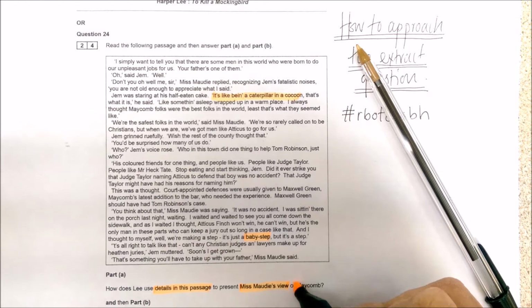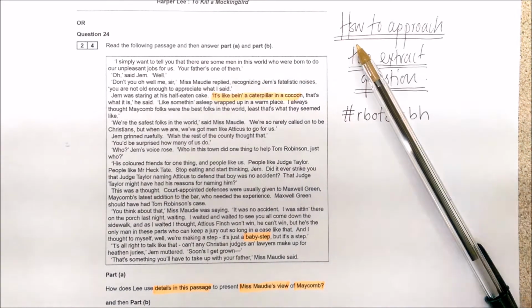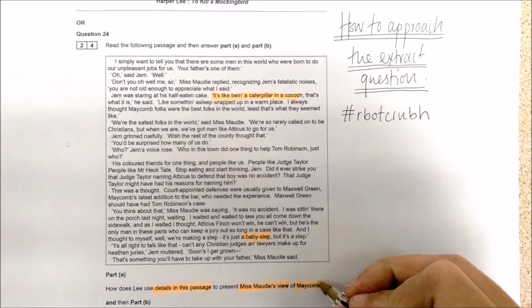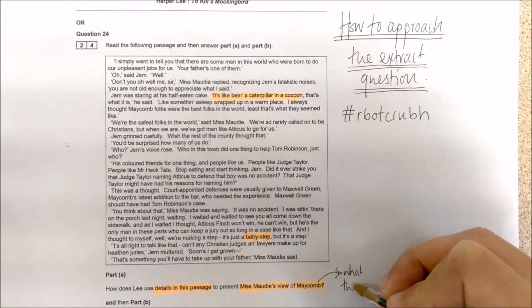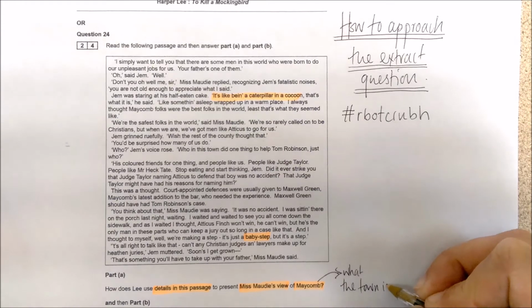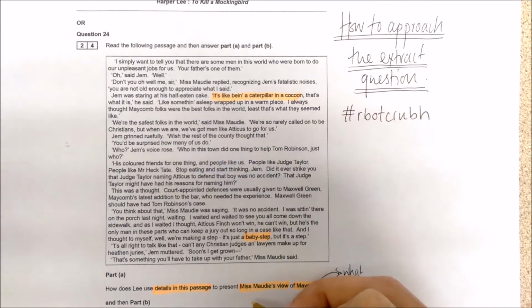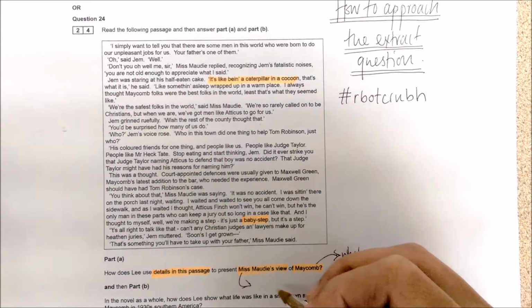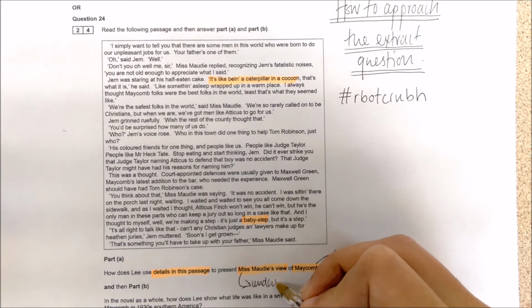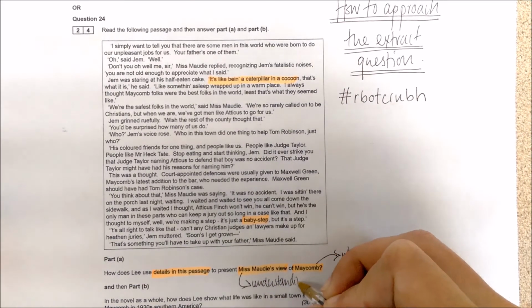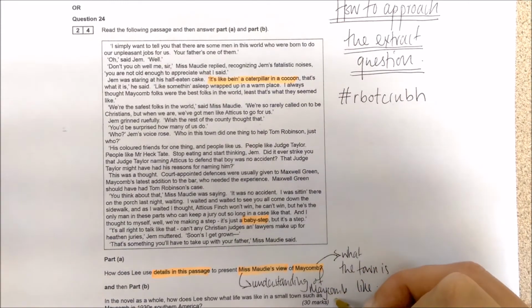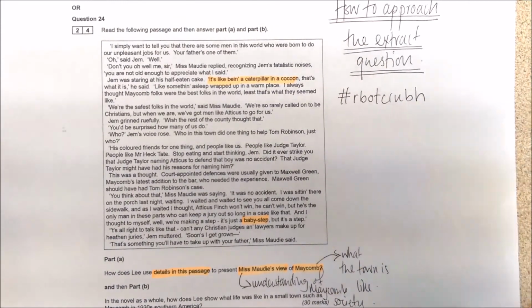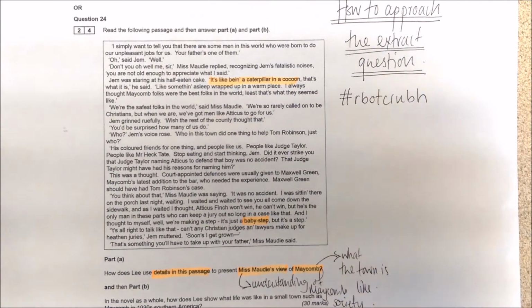So in this case, we're thinking, how does Lee use details in this passage to present Miss Maudie's view of Maycomb? And of course, this allows us to talk about what the town is like, but by linking it to Miss Maudie, it lets us show our understanding of Maycomb society. So what that's now done is it means that going through this paper, I know what I'm thinking about.